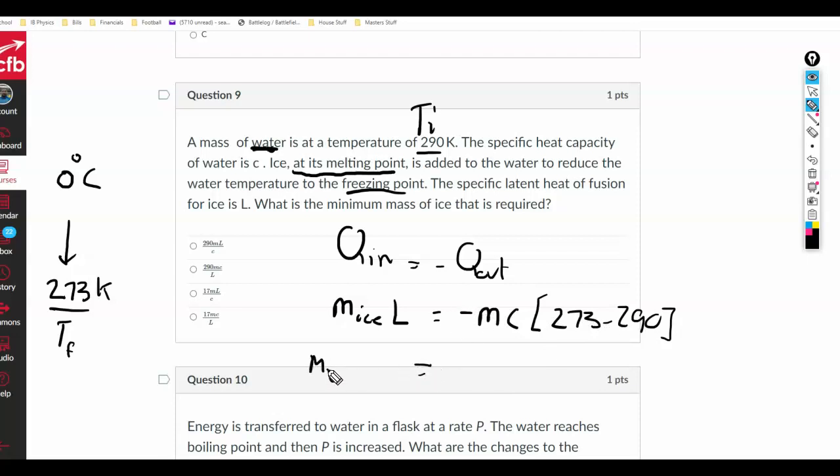And so we get m ice times L equals 17 mc. And so m ice is going to be 17 mc divided by L. Okay, and that's the answer to question 9. Pause it there if you need to look at that some more.